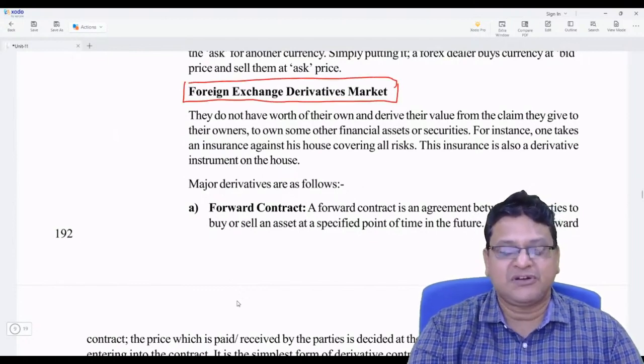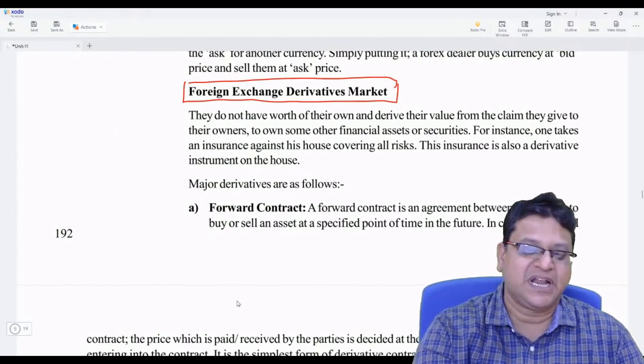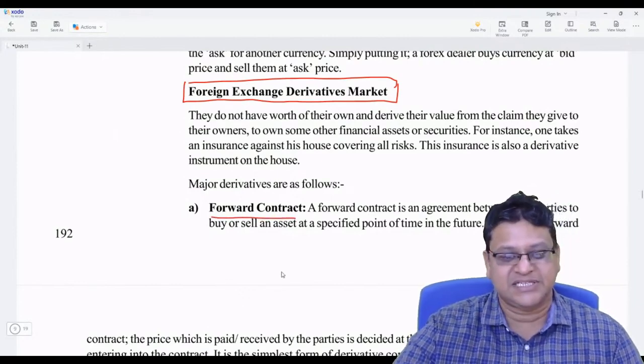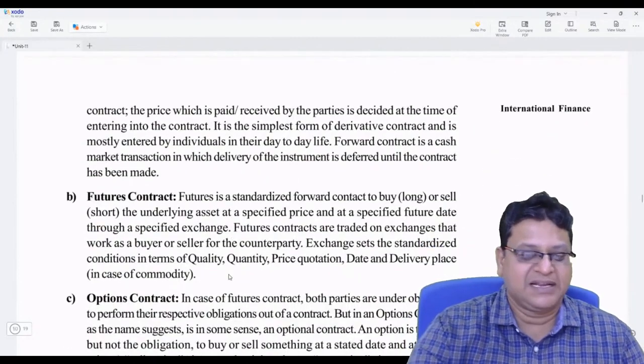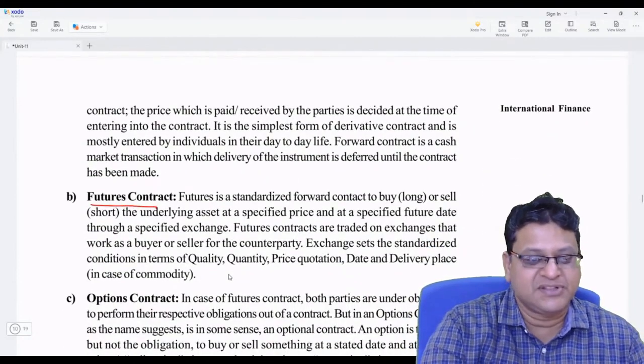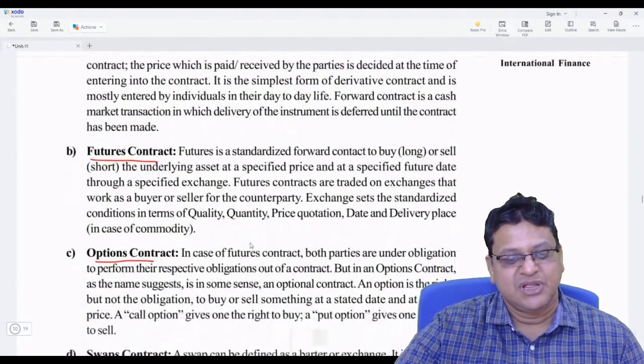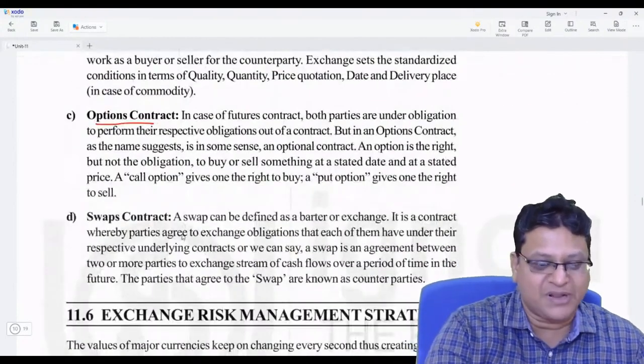So in currency derivatives, there are four types of derivatives. One is forward contract, another is futures contract, another is options contract, another is swaps contract. What is a forward contract? We have already discussed a forward contract. What is a forward contract?